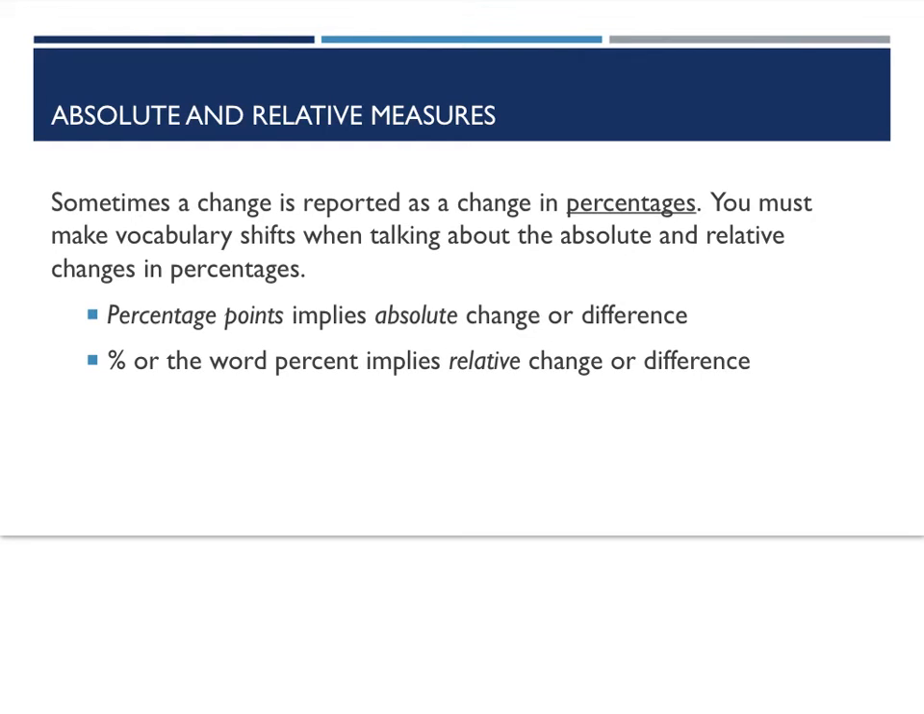Sometimes the thing that we're talking about changing is a percentage. Percentages can go up and down. Well, how do we handle that? We handle it the same way as we did just regular numbers, but what we change is our vocabulary. The amount that we add or subtract to percents to make them change, we refer to that as percentage points. That is the label that always goes for your absolute change. You only use the percent symbol or the word percent when you have computed the relative change or difference.